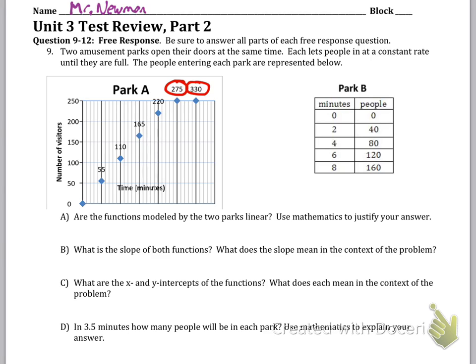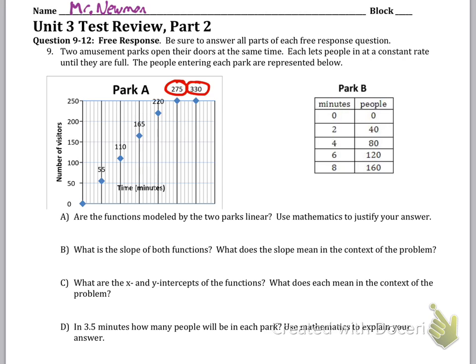Do you notice these 2 numbers I circled? 275 and 330? Really those numbers should keep going up, but here they don't, and I'm going to blame Microsoft Word and Google Docs for that one. The picture did not format over correctly. But let's check and answer the first question.